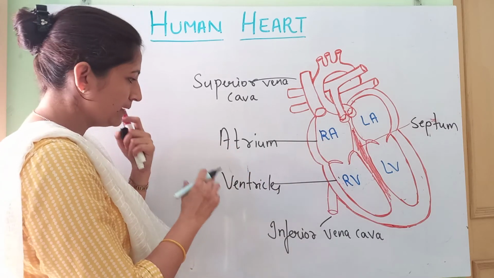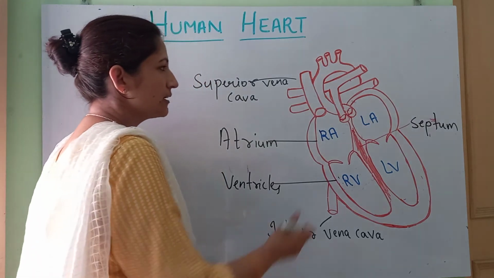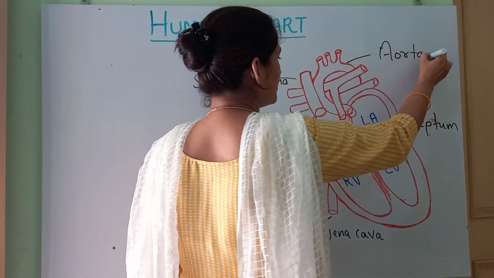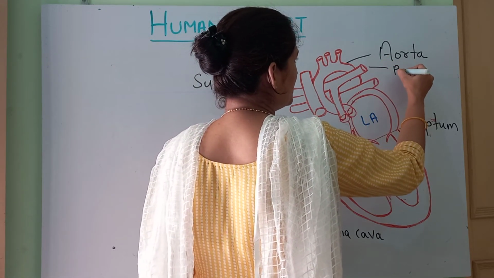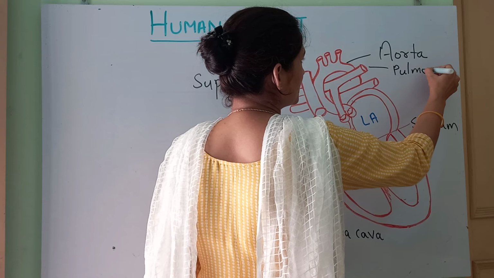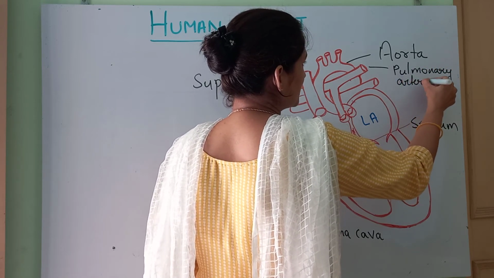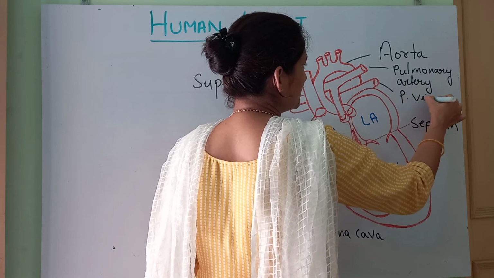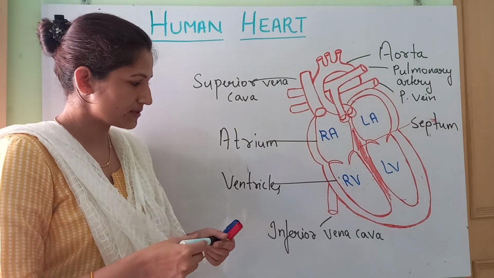Atrium done, ventricles done. This partition is the septum. This is the biggest artery of our body, the aorta. Now we have the pulmonary artery, and the pulmonary vein.